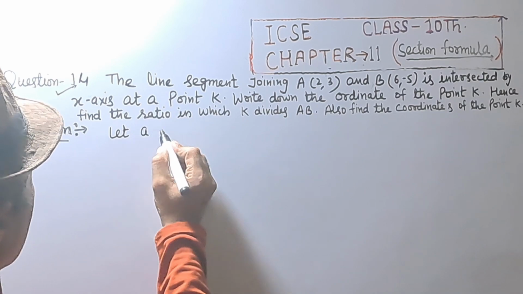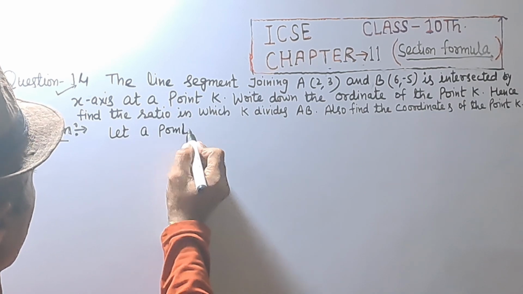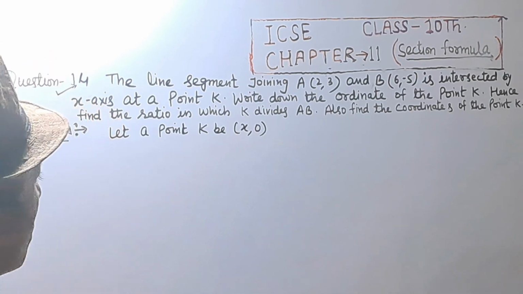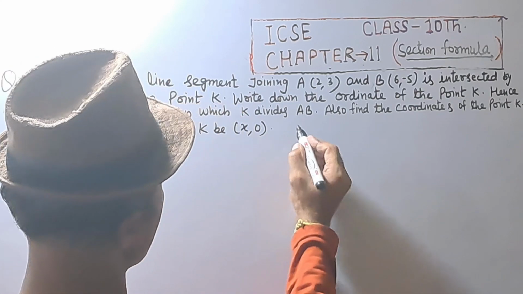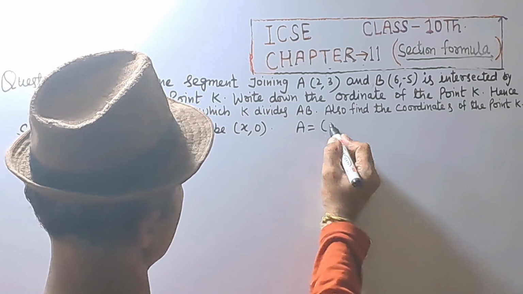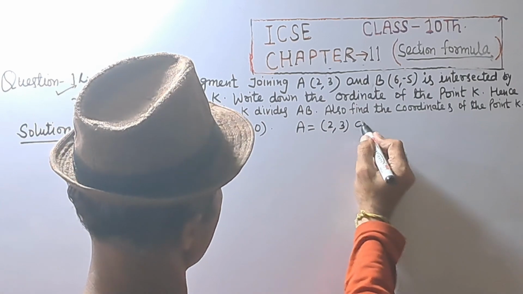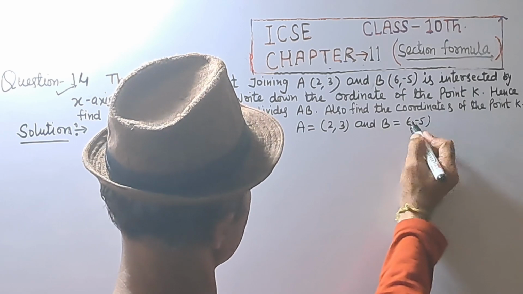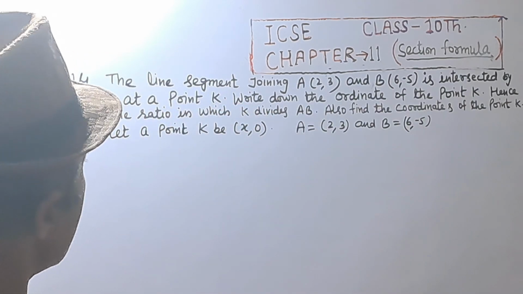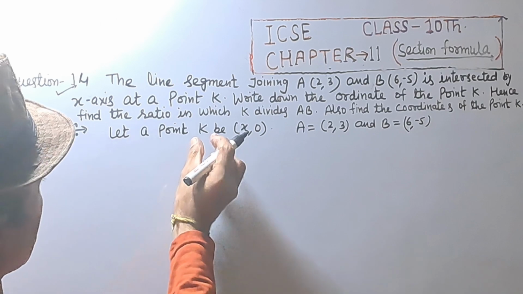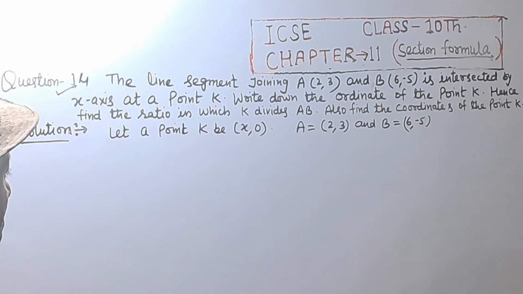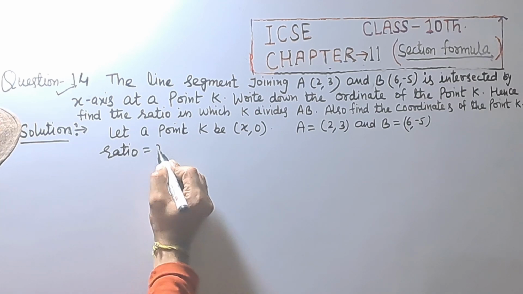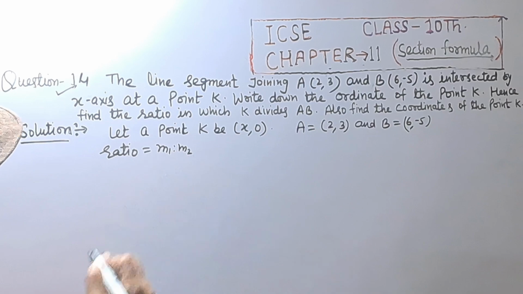Let the point K be (x, 0). A is equal to (2, -3) and B is equal to (6, -5). Intersected at the x-axis, that is point K (x, 0). Ratio is equal to M1 ratio M2.